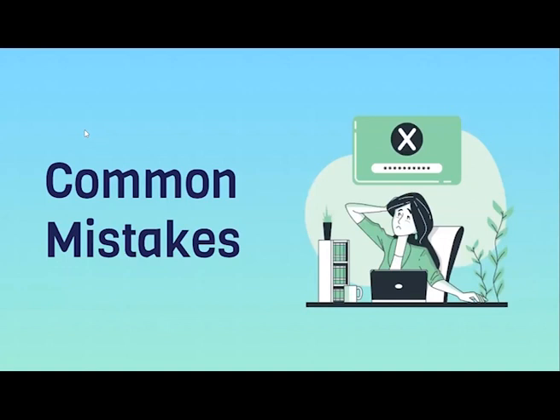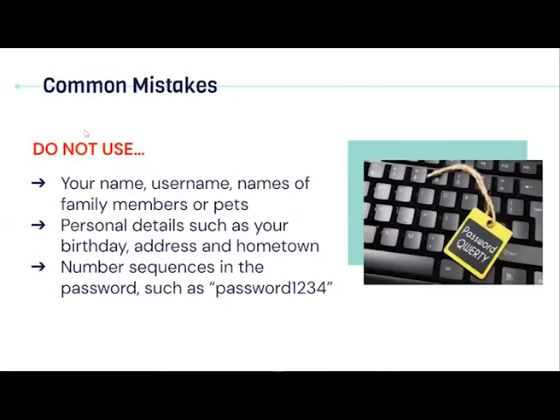Up next are common mistakes that people make when creating passwords. Do not use your name, username, names of family members or pets. Any personal details such as your birthday, address, and hometown, and number sequences in the password such as password 1234. That's because some of this information can be found on the internet. You might have put it on your social media, so a lot of people can have access to it.